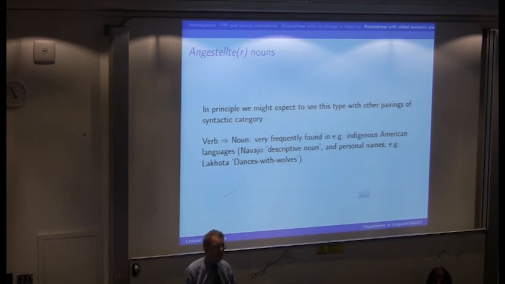which is a sentence. But that's not the name of the film, because Lakota is a pro-drop language, so you don't have a pronoun. You just have the agreement. So dancers is he dances and with wolves. And so that's a whole sentence, but it's a noun. In fact, it's somebody's name. And so what you've got there is a verb being turned into a noun, but it's still a verb. In fact, it's an entire sentence.